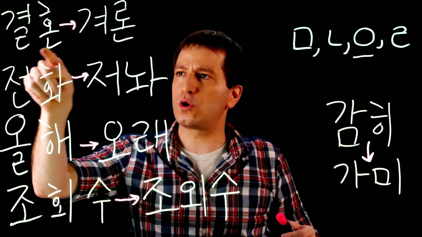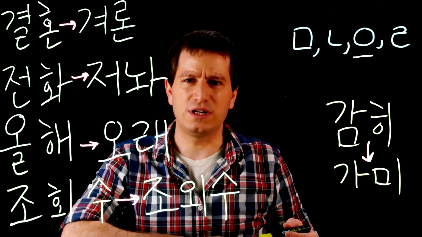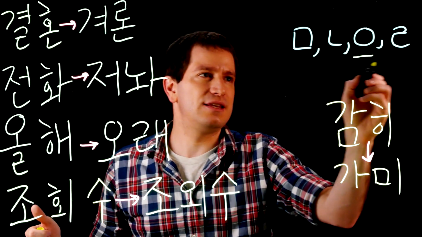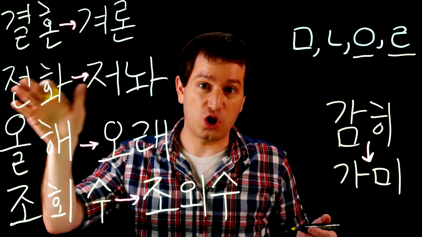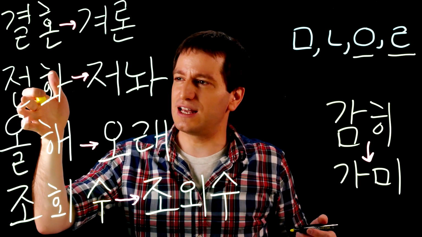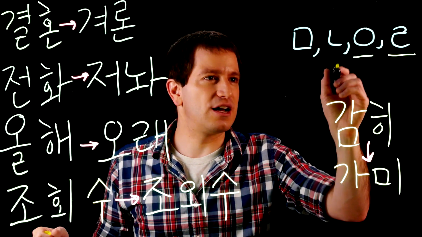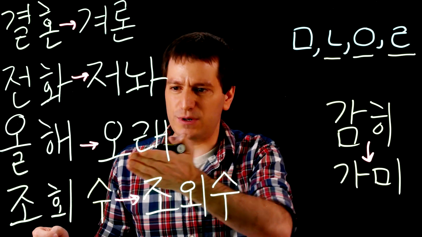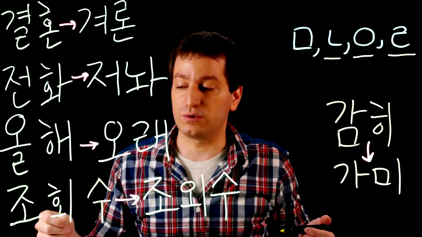The word 결혼, meaning marriage, is just pronounced like 결혼. It's not pronounced as 결혼. That's because it's after this letter. Next we have 전화. For telephone, it's not read as 전화, it's just read as 전화, because it comes after this letter. 올해, the word for this year, is just pronounced as 올해, not as 올해, which would sound really awkward.